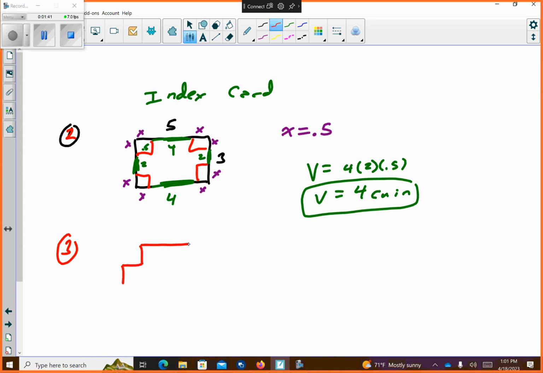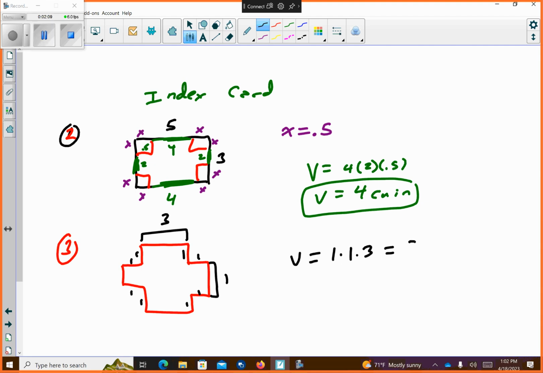What if we did 1-inch cutouts of our 3x5 card, which kind of looks like this? So the things I know is that's 1 and 1 and 1 and 1. 1 and 1. And then this distance here was 5, so it's going to be 3. This distance here was 3, so now it's 1. So the volume of this is going to be 1 times 1 times 3. So I get 3 cubic inches.